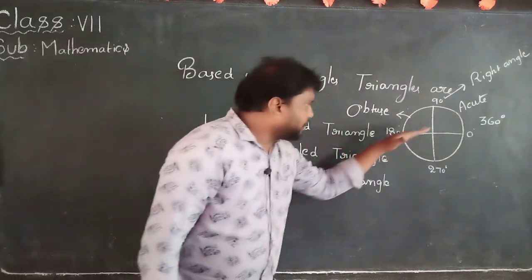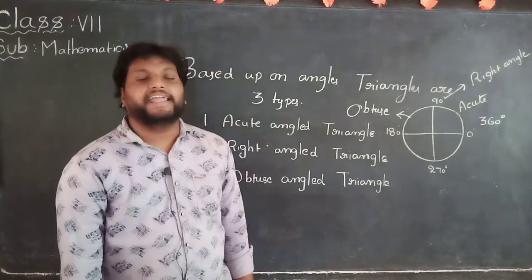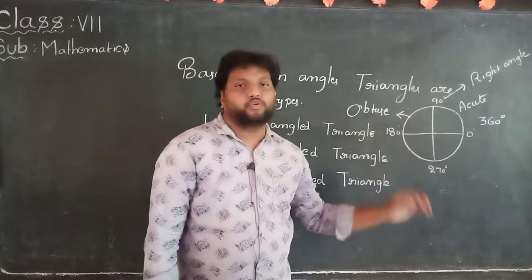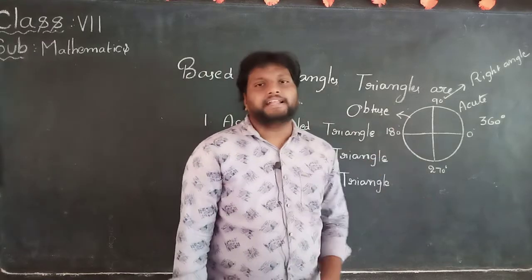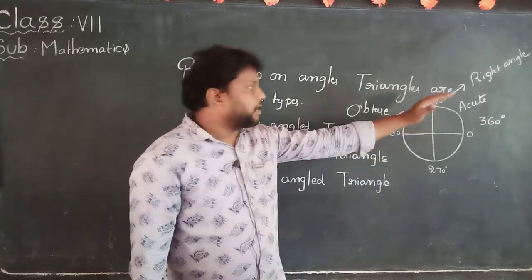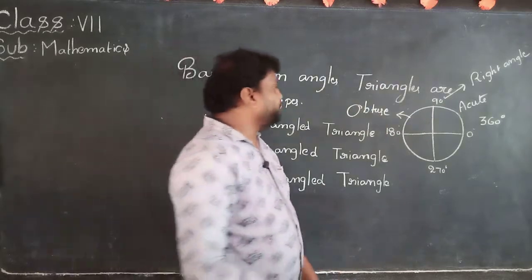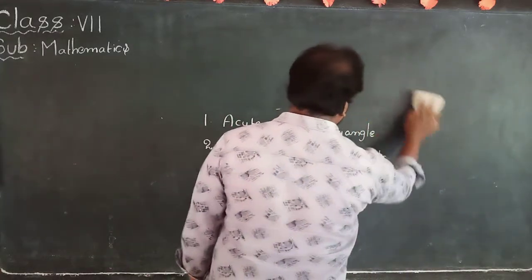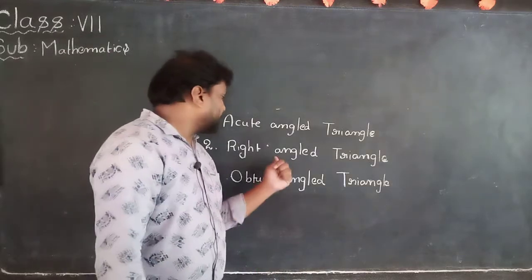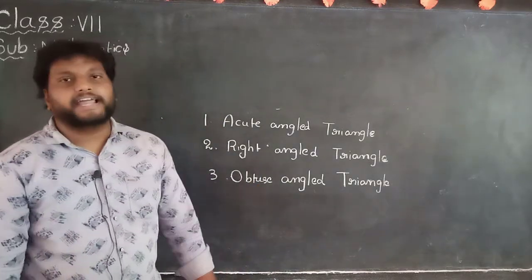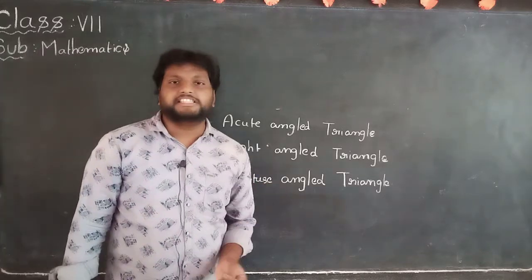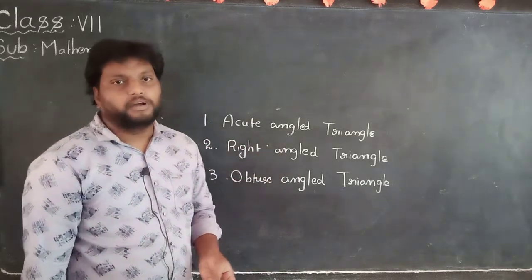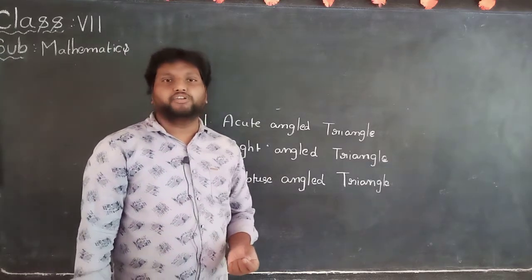Now we are taking angles only up to 180, because in any triangle the sum of the three angles is equal to 180 only. Acute, right and obtuse are the types of angles. The same we apply to triangles: first is the acute angle triangle, second the right angle triangle, third the obtuse angle triangle. In an acute angle triangle, each of the three angles is below 90 degrees.